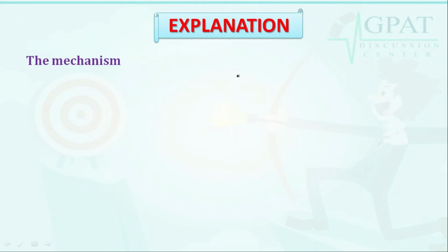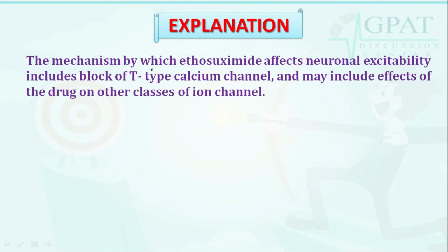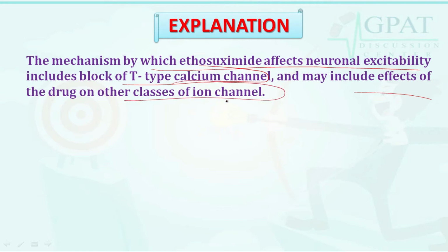Now here we have an explanation that the mechanism by which ethosuximide affects neural excitability includes blocking T-type calcium channels and may include effects of the drug on other classes of ion channels. So ethosuximide is the correct answer.